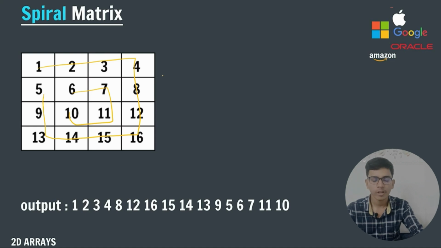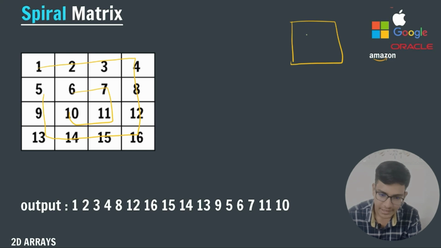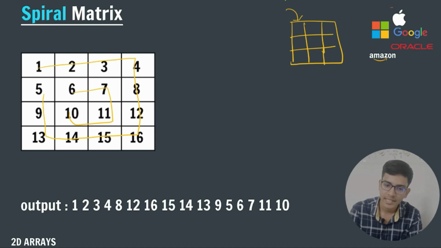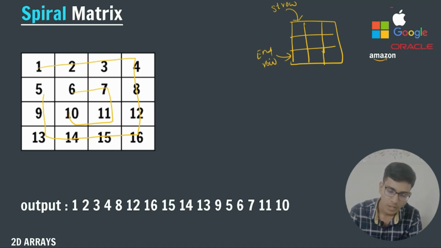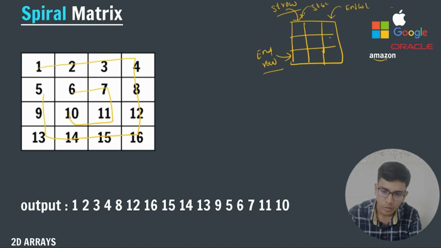So before we dive into the question, let us take a sample two-dimensional array. Let us consider that this is my two-dimensional array. Can I write that this is my starting row and this is my ending row? Similarly, this is my starting column and this is my ending column, right? Here you can see that my number of rows are 1, 2, 3 and number of columns are 1, 2, 3. So this is a 3 cross 3 matrix.